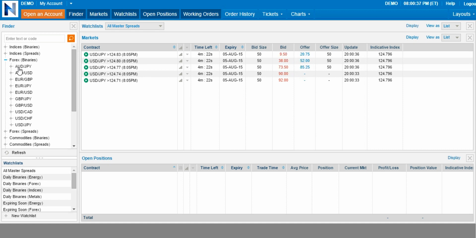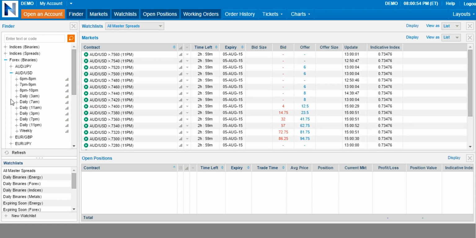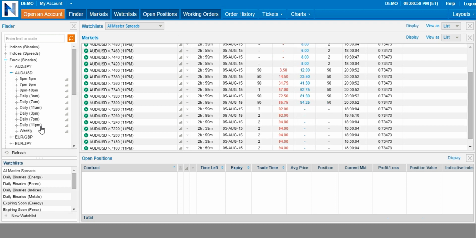What we want to do is open up our Forex binaries on the Nadex platform, and we're looking for a contract that expires at 11 p.m. It's the daily contract expiring at 11 p.m. Eastern time. That's really important that you remember that part. It has to be a daily contract for 11 p.m. So it should be expiring in a few hours, 3 hours.